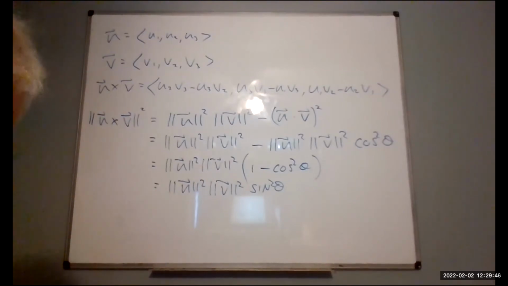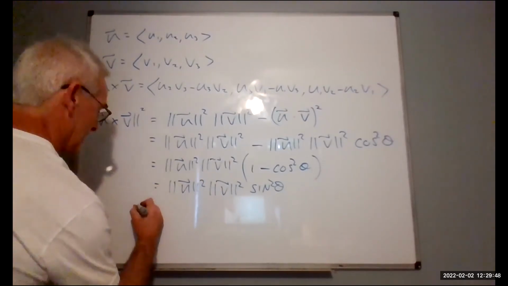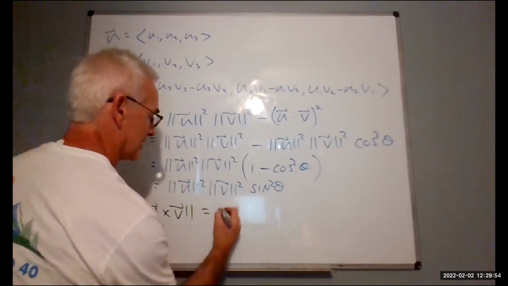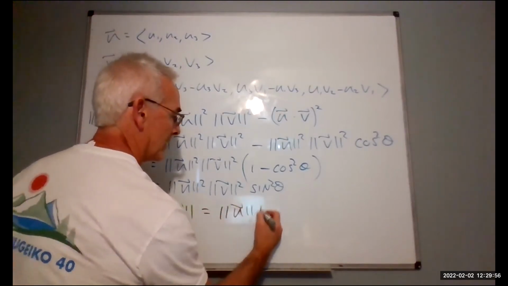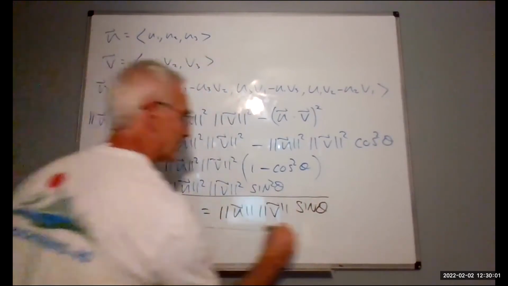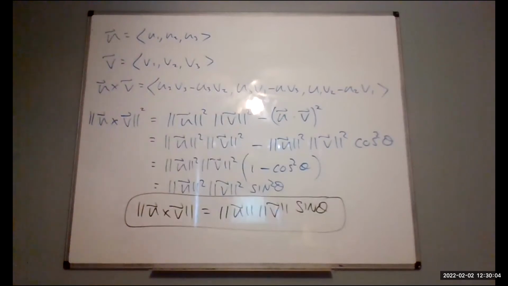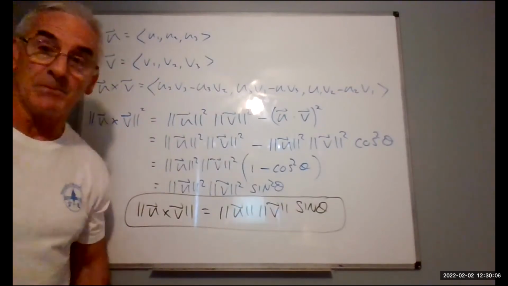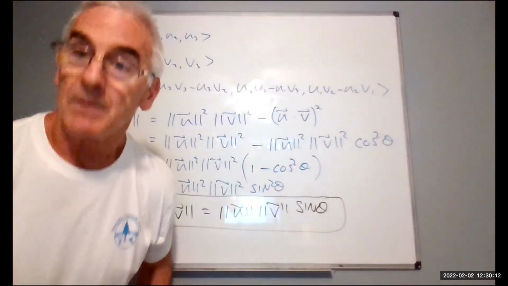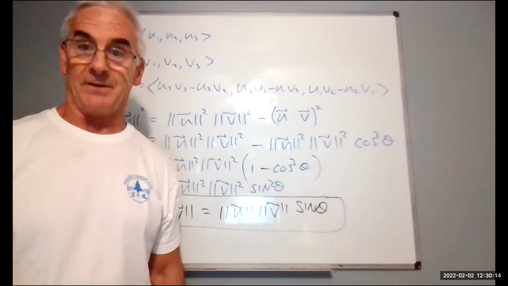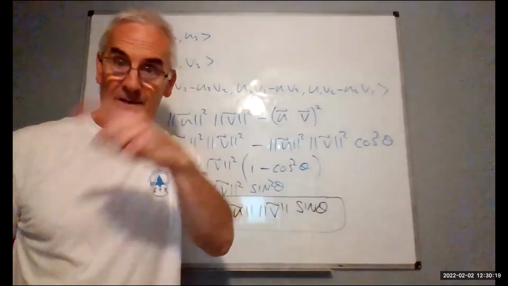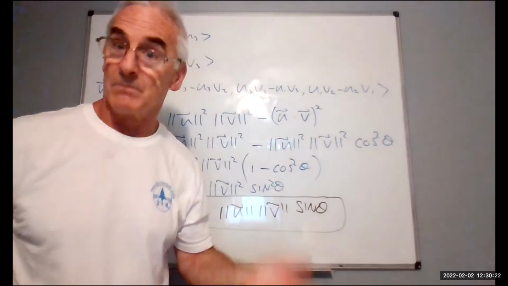That means we have an incredibly powerful and important result: the magnitude of u cross v, now take the square root of the right side, is length u, length v, sine theta. Now remember, dot products can be negative, but the sine of the angle cannot. Why? Because theta is somewhere between 0 and 180 degrees. I mean, first and second quadrant, the sine is always positive.